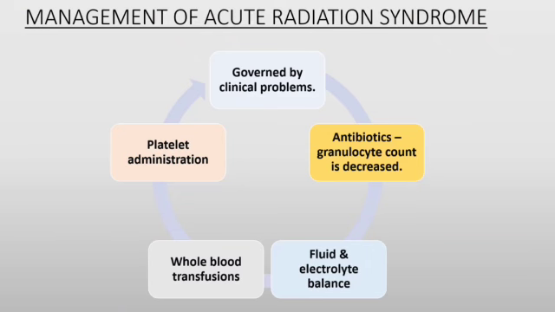Acute radiation syndrome is managed initially by treating the symptoms experienced by the patient, and next is through antibiotics, which are indicated when the granulocyte count is decreased. Then fluid and electrolyte balance replacement when it is necessary. Next is whole blood transfusion to treat anemia, and platelet administration to arrest bleeding.